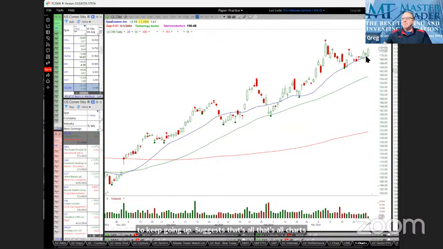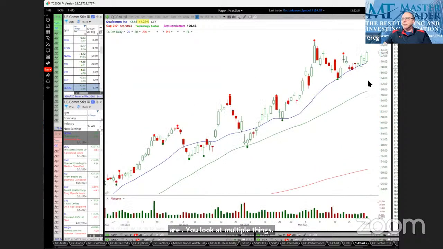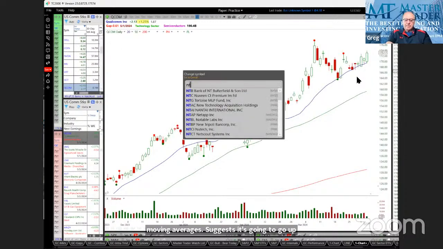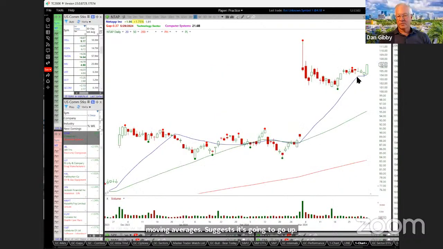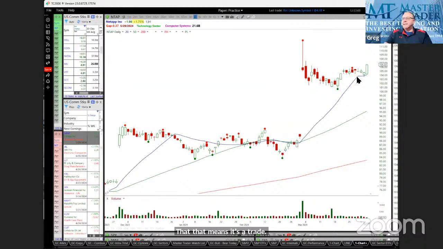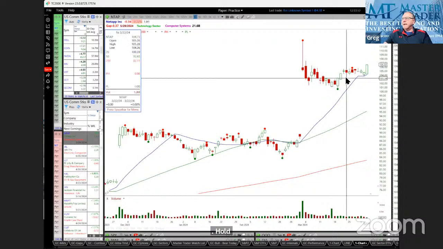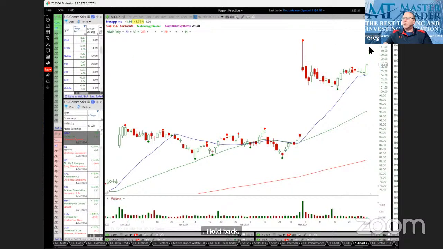You look at multiple things, concepts: trend, support, resistance, prices, a couple of moving averages. It suggests it's going to go up. That means it's a trade. And you determine, is it a day trade, swing trade, or longer term trade? And tap, pullback, minor support, 20 MA, wide range bar. Suggests it's going to go up.